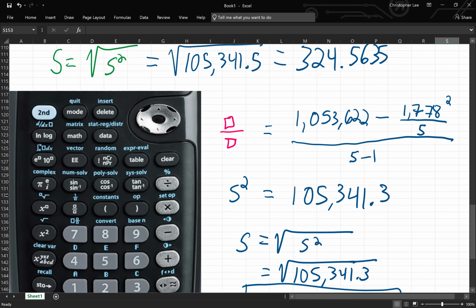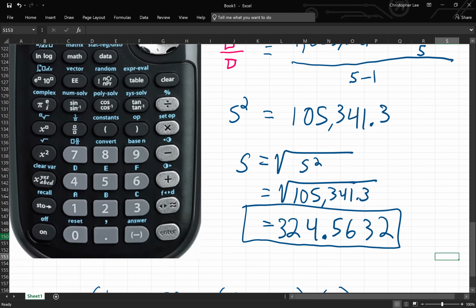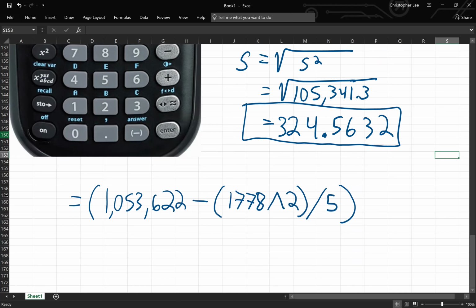So now we got to hit up the bottom portion. The bottom portion is going to be divided by open parentheses 5 minus 1. All right, do that in your calculator real quick. I'm trying to get the 105,341.3. That's what I'm trying to get. So type that in your calculator. Try that out.